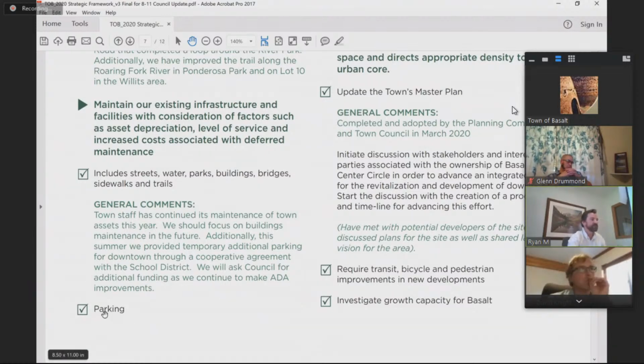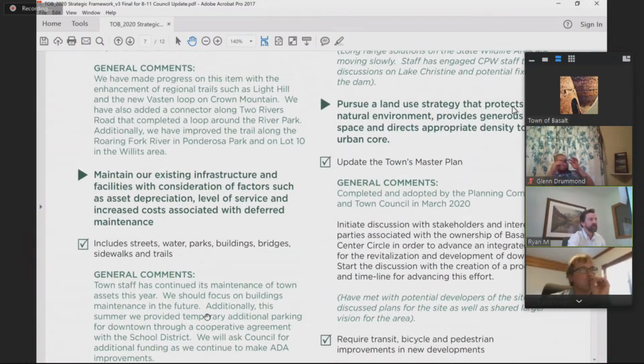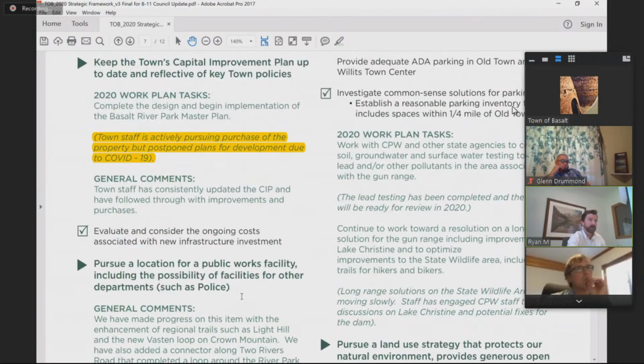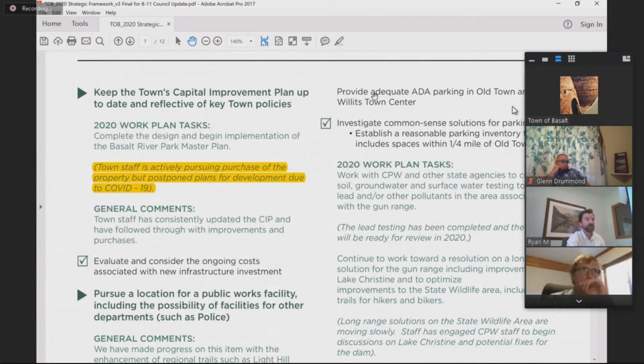So parking is another one that was in here, and I think there's a couple of parking items. And so ADA: we had some money in the budget this year for that. We were not able to get to those ADA improvements, so I did not check that. But that's something that we will want to pursue. There's a possibility we could get some of it, but that's a continual improvement.